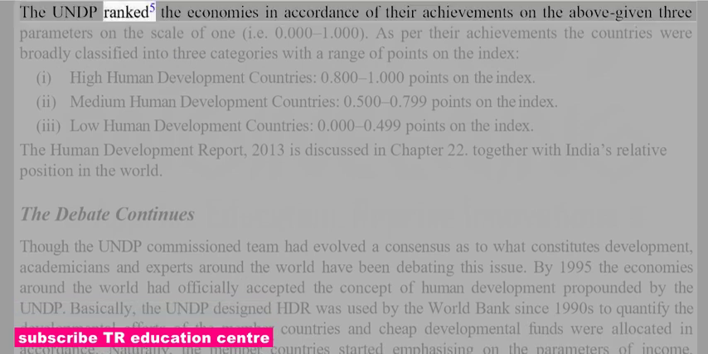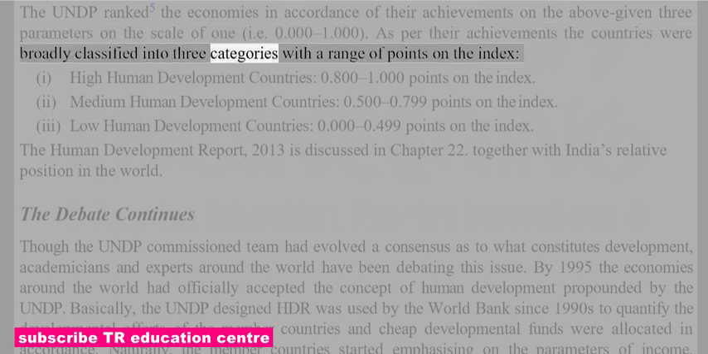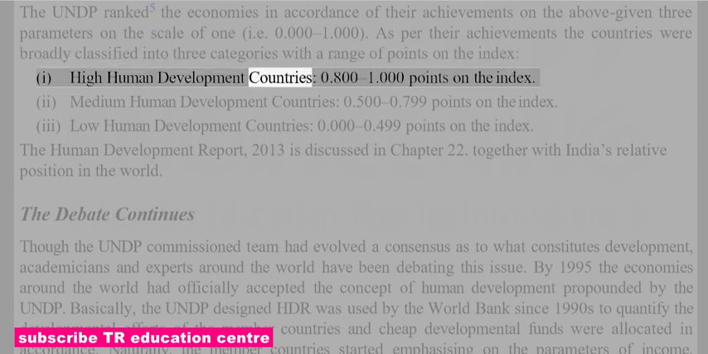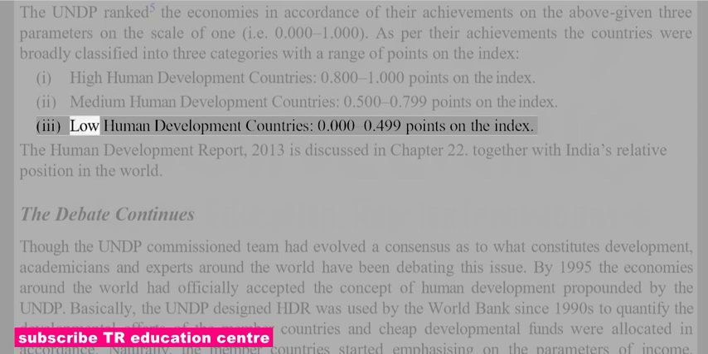The UNDP ranked the economies in accordance with their achievements on the above given three parameters on the scale of 0.000 to 1.000. As per their achievements, the countries were broadly classified into three categories with a range of points on the index. 1. High human development countries, 0.800 to 1.000 points on the index. 2. Medium human development countries, 0.500 to 0.799 points on the index. 3. Low human development countries, 0.000 to 0.499 points on the index.